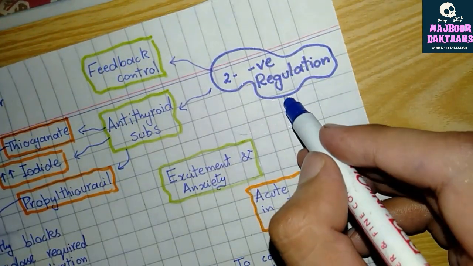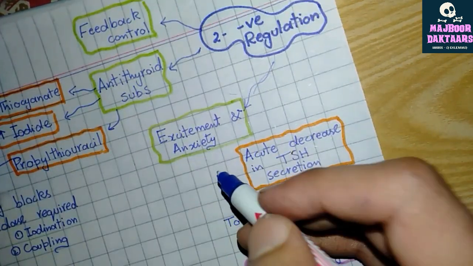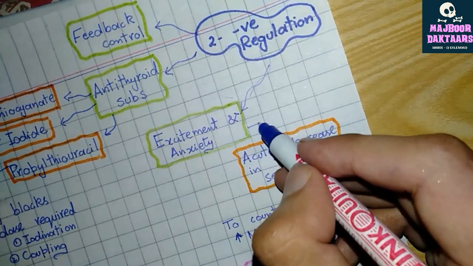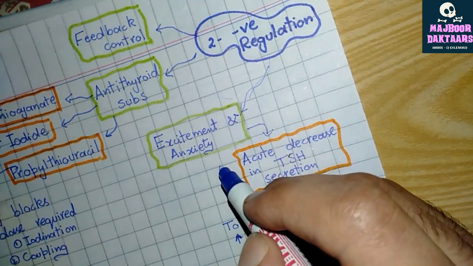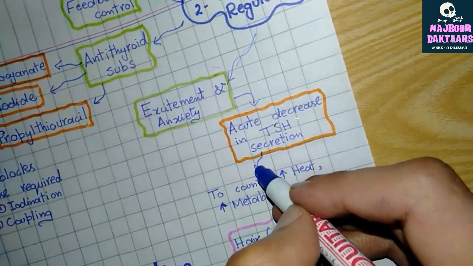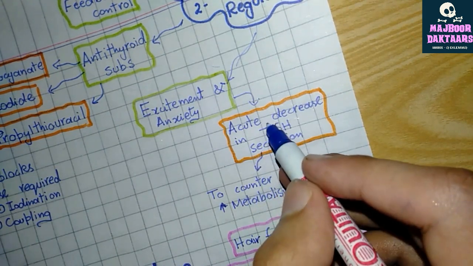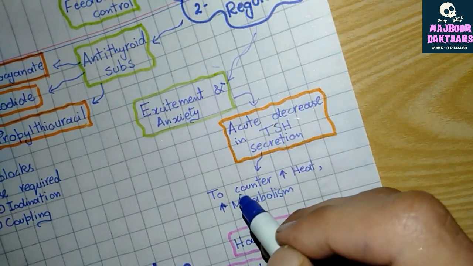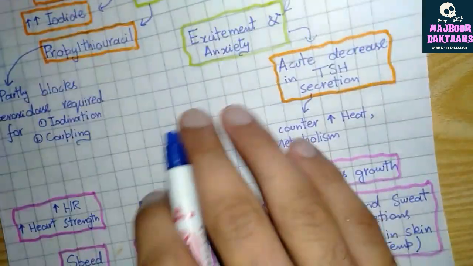The third negative regulator is excitement and anxiety. These are emotional factors which cause an acute decrease in the TSH secretion. Now, why an acute decrease in the TSH secretion? Because in these conditions, the increase in heat and metabolism occurs, so an acute decrease in TSH secretion is performed to counter those increased heat and metabolism.